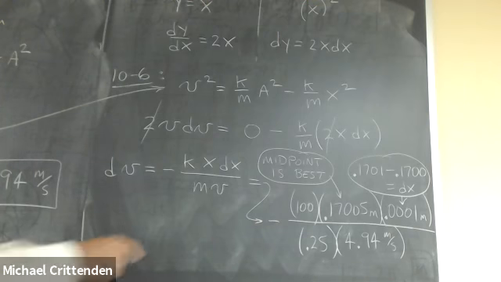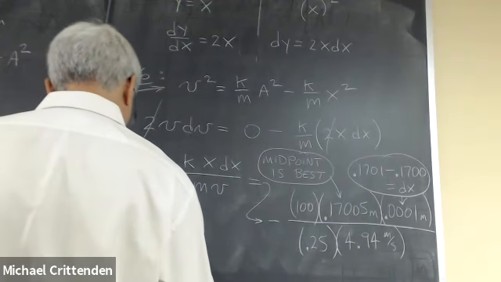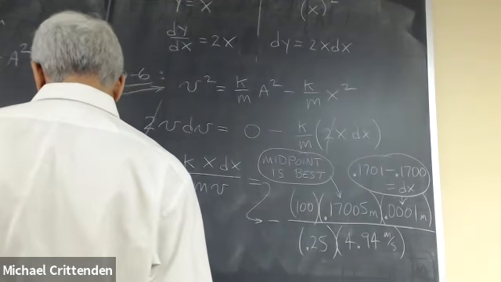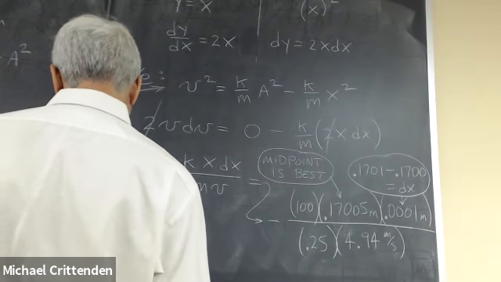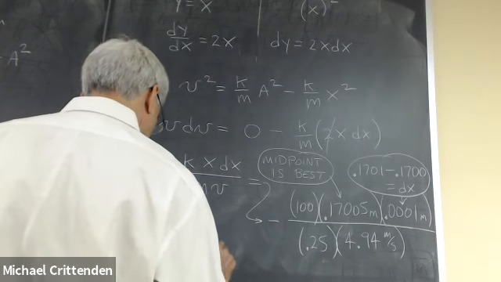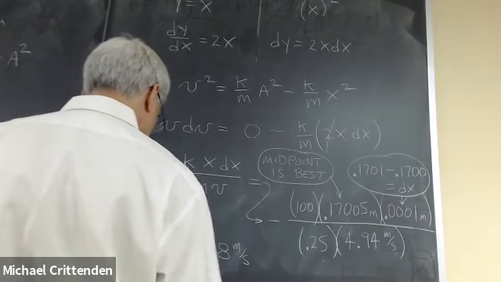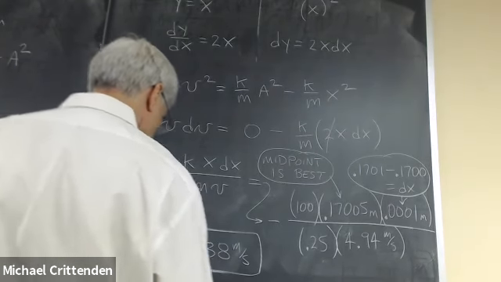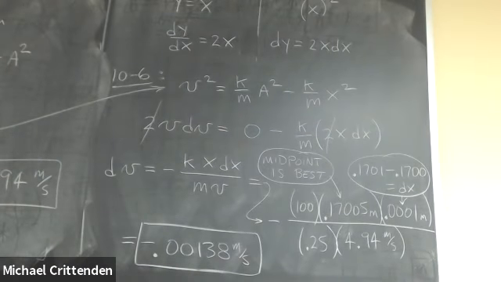So, punch all that up. We've got a decimal, 2 zeros, 1, 3, 8. Negative because it's losing speed. With any kind of a change, increases are positive, decreases are negative.